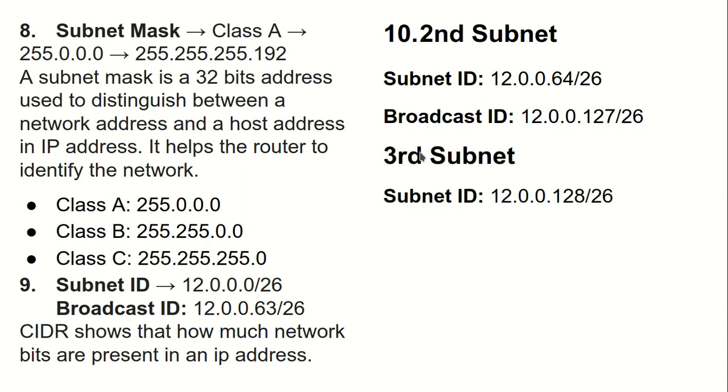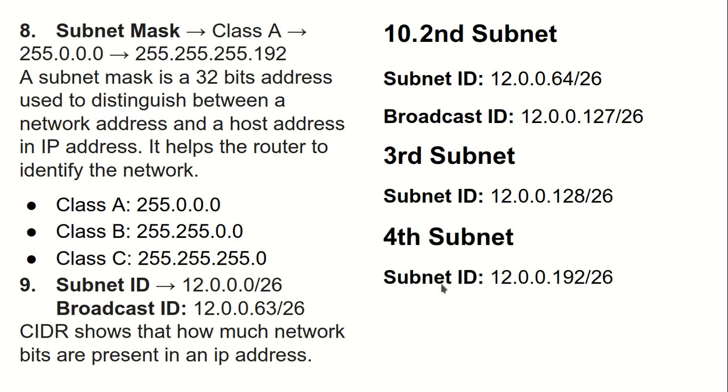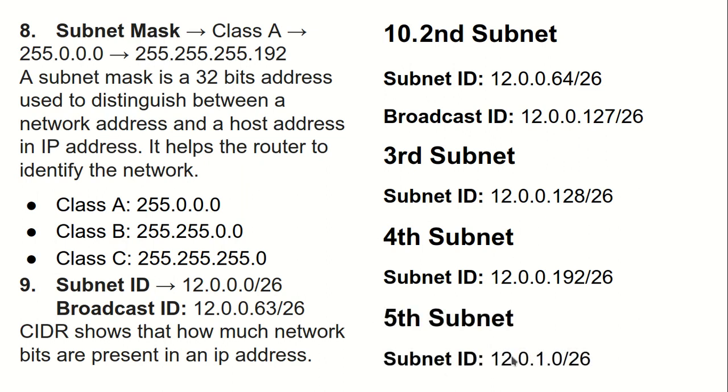Now let's move to the third subnet. The third subnet is 128. Let's add 64. Now let's move to the fourth subnet ID. The fourth subnet ID would be 192, because 64 is added to 128. The fifth subnet ID is 12.0.1.0. Why? Because after we add 64 to this 192, it becomes 256.